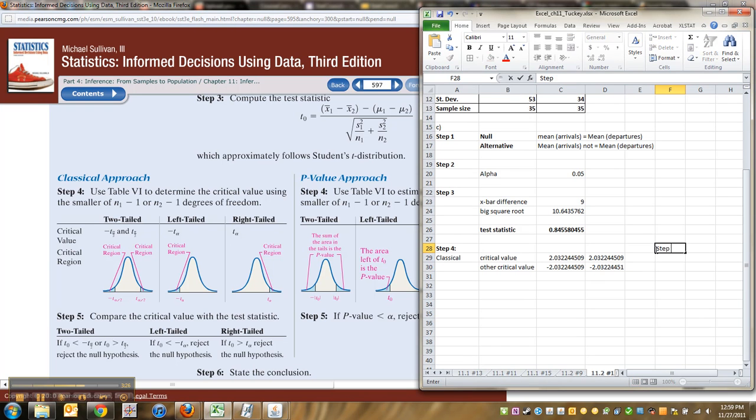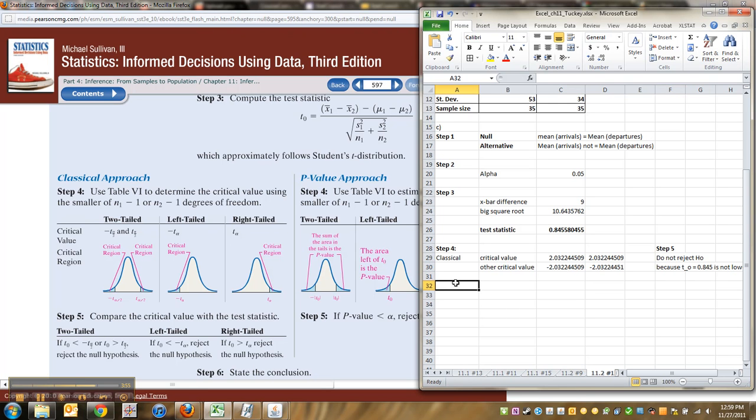Step 5. I'll put it over here. Do not reject H0 because T0, which is equal to 0.845, is not lower than negative 2.032 or higher than positive 2.032. In other words, it's not in the critical region.